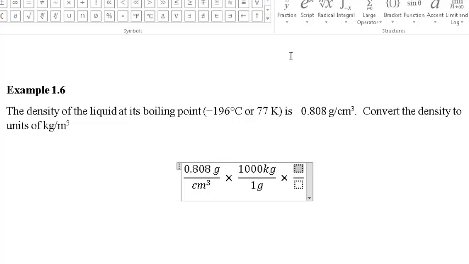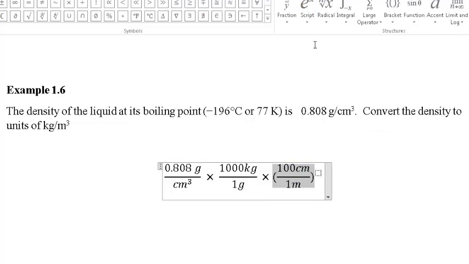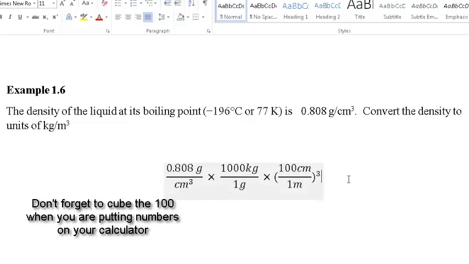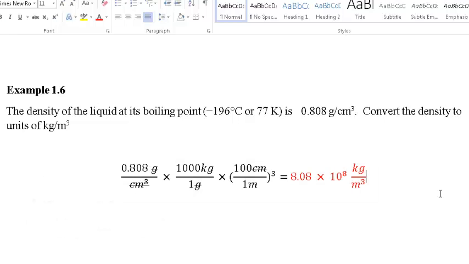So we know that I got to do something else with this, and what I have to do here is I got to cube it. So if you guys know the reason why we have to cube this, the reason why we have to cube this entire thing is that 100 centimeters cubed cancels out with the centimeters cubed, and the meters cubed stays in the denominator, and the kilogram stays in the numerator. So when I do that math, I get 8.08 times 10 to the 2 kilograms per meter cubed.